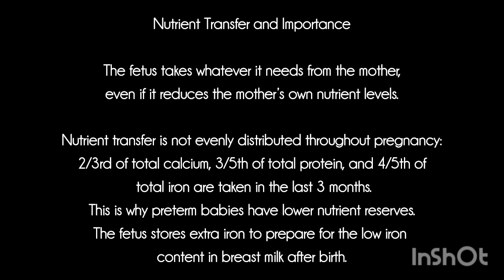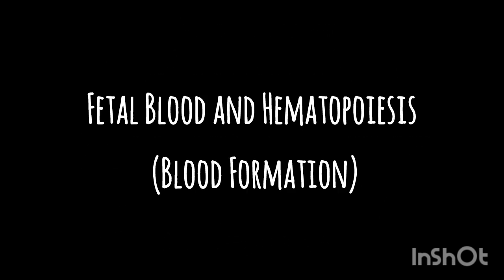2/3 of total calcium, 3/5 of total protein, and 4/5 of total iron are taken in the last 3 months. This is why preterm babies have lower nutrient reserves. The fetus stores extra iron to prepare for the low iron content in breast milk after birth. Fetal blood and hematopoiesis. Blood formation.